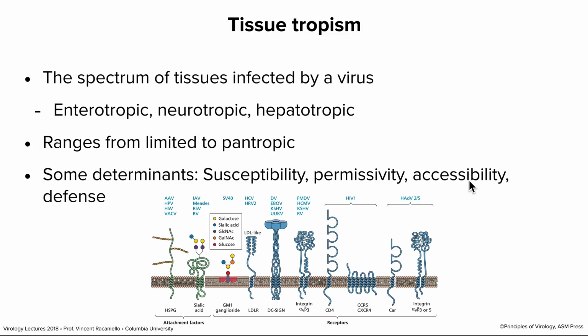Accessibility of cells can determine whether a virus will infect them. If a virus can't reach certain cells, it won't replicate in them. And of course, immune defenses are also a determinant. Let me give you an example of this.